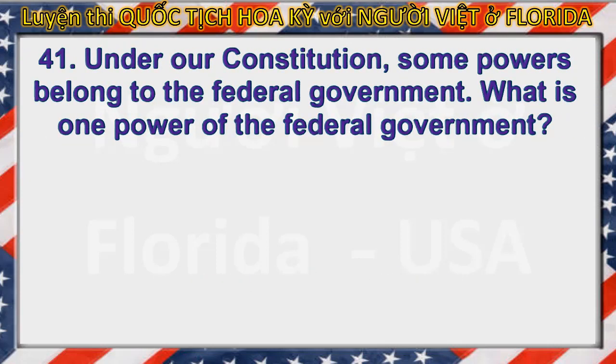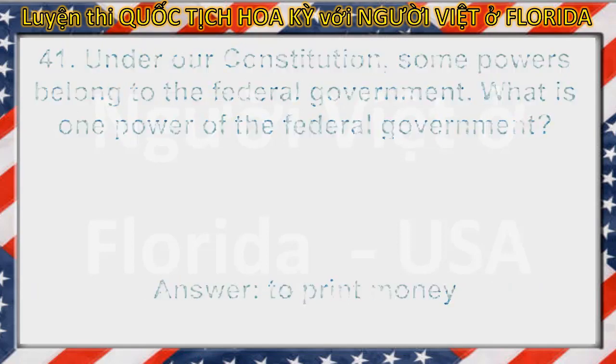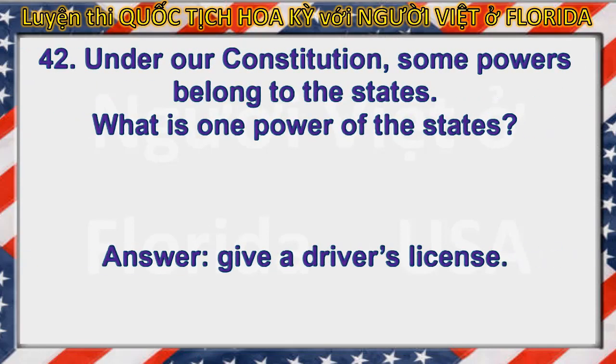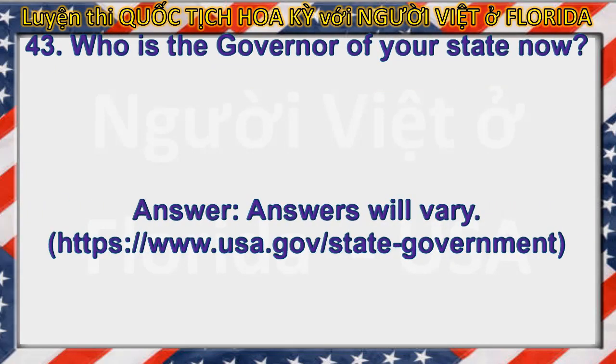Under our Constitution, some powers belong to the federal government. What is one power of the federal government? To print money. Under our Constitution, some powers belong to the states. What is one power of the states? Give a driver's license. Who is the governor of your state now? Answers will vary. District of Columbia residents should answer that D.C. does not have a governor.